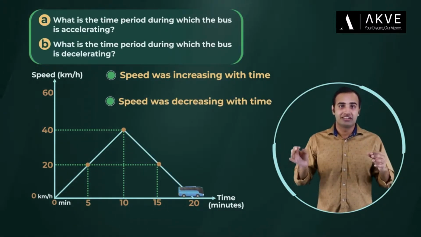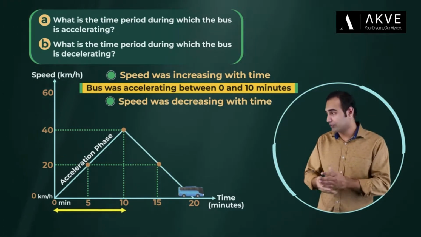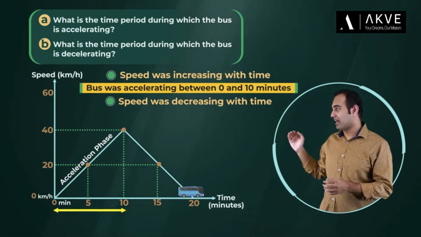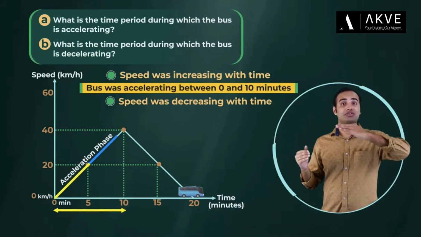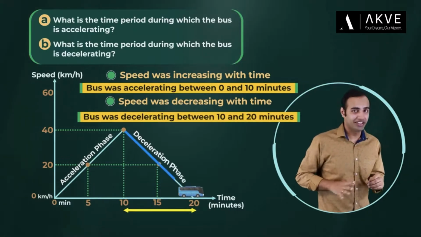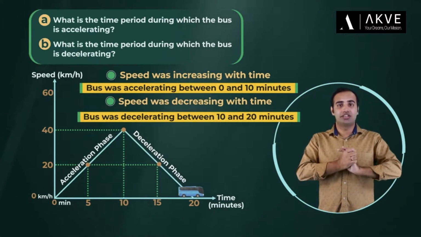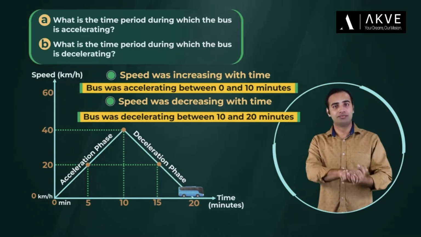So this means that our bus was accelerating for the first 10 minutes or during the time interval 0 to 10 minutes, because as the time was increasing, the speed was also increasing. However, between 10 to 20 minutes, the bus was decelerating because with time, the speed was decreasing. Let's go ahead and see the solutions for part C and D now.